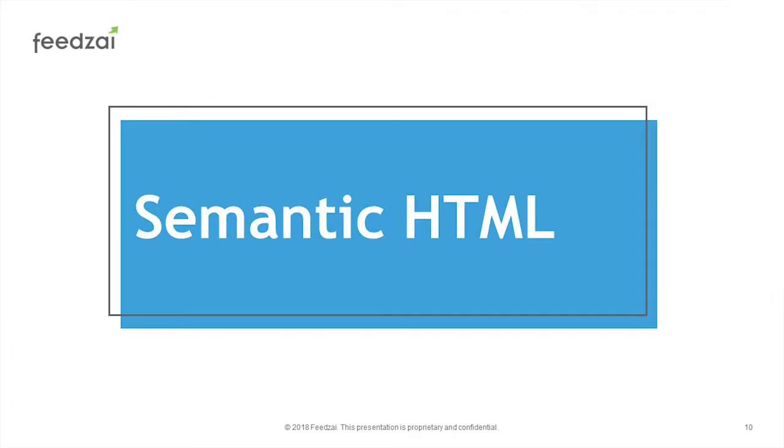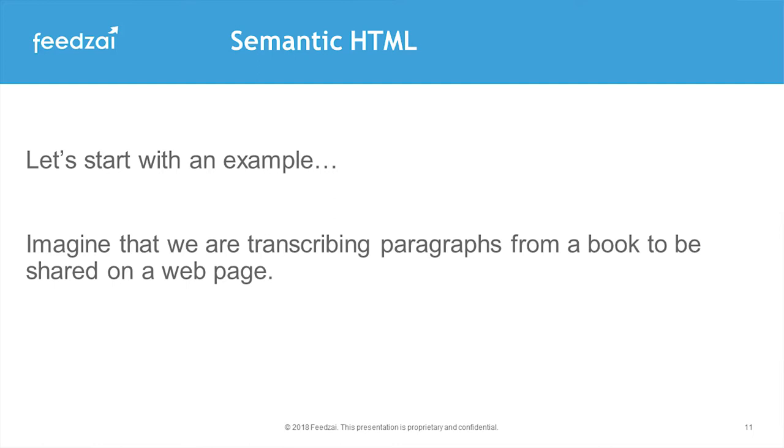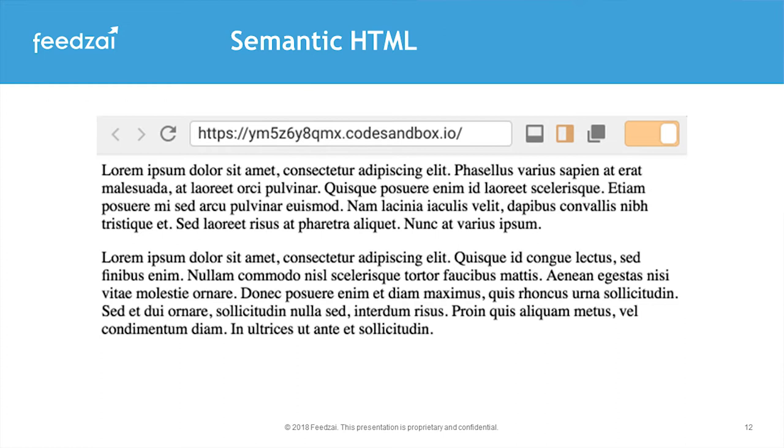So let's do this. I'll start by giving a brief explanation about semantic HTML, and I will start with a simple example. Imagine that we are transcribing paragraphs from books to a web page. This is our goal. And this is our final result, what we want. We have a set of paragraphs, and visually, they look the same. They have the same style, the same appearance. The only thing that changes is its content.